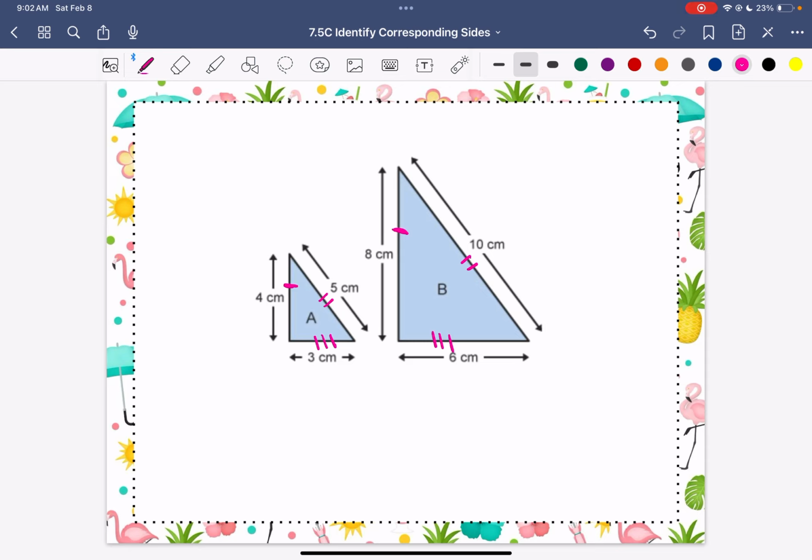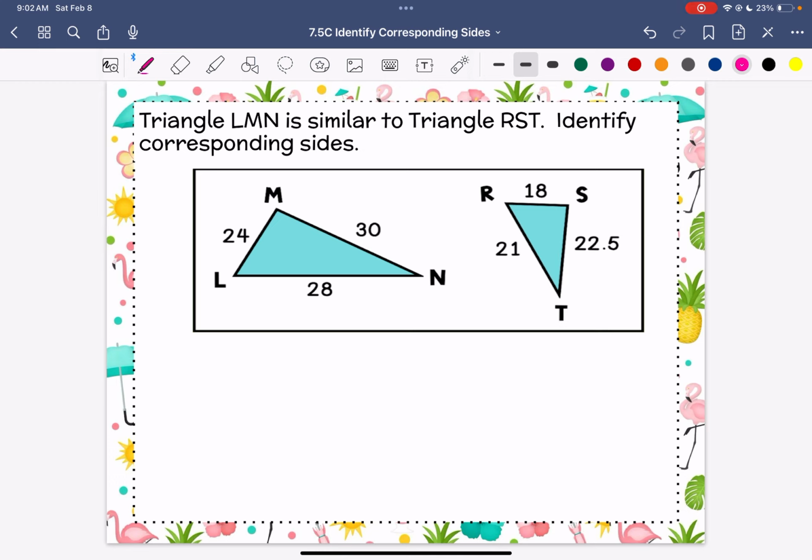It's always when it gets crazy and they're turned or whatnot, and that's where I always recommend students use patty paper. So this is the type where we start to struggle. When we're looking at two triangles, some of you will be able to identify corresponding sides without doing anything. I always recommend to redraw. You have the large triangle on the left side, which is triangle LMN. So what I'm going to do is draw another triangle that's smaller than the large triangle. And then now I'm going to identify.